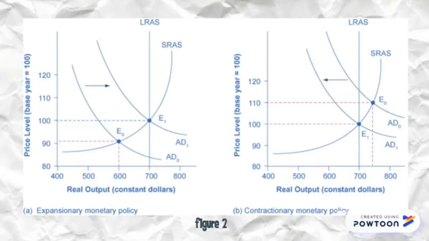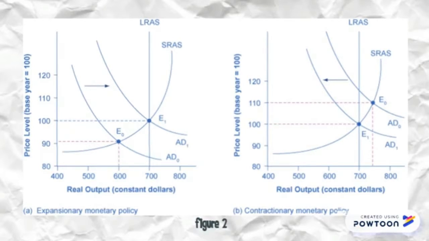The economy is originally in a recession with the equilibrium output and price level shown at E0. Expansionary monetary policy will reduce interest rates and shift aggregate demand to the right from AD0 to AD1, leading to the new equilibrium E1 at the potential GDP level of output with a relatively small rise in the price level.